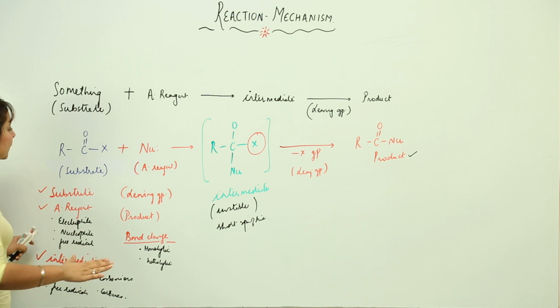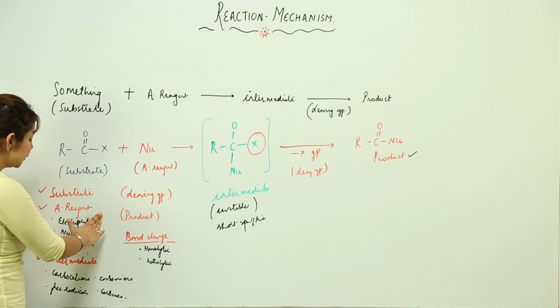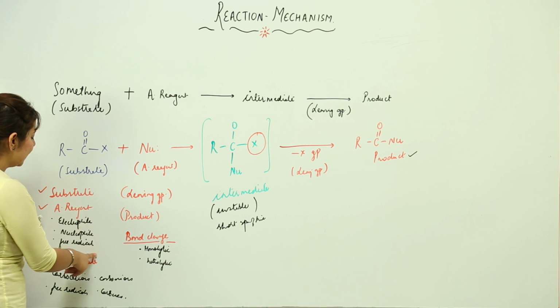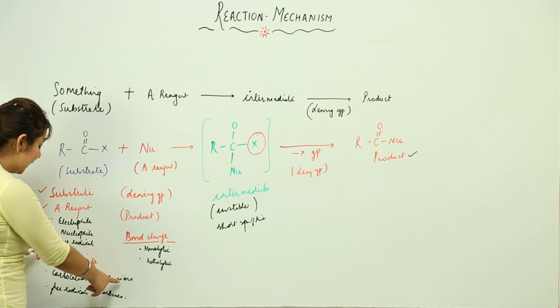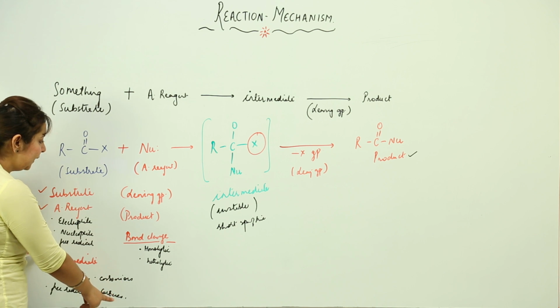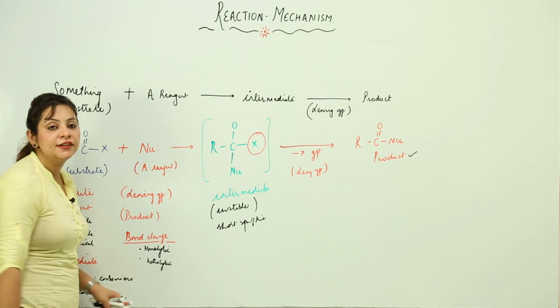So I think it's clear that the reaction mechanism always includes a substrate, an attacking reagent, which can be electrophile, nucleophile, or free radical, an intermediate, which can be carbocation, carbanion, free radical, or carbene. There is always a leaving group and we have a product, and obviously the bond cleavage has to be there.